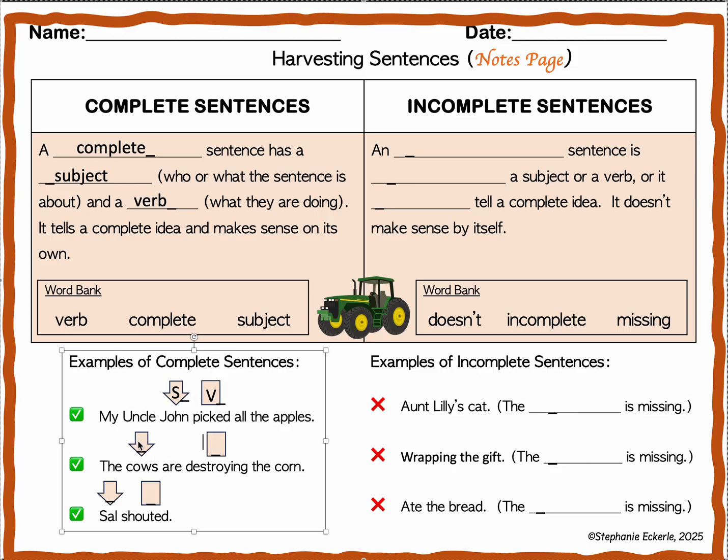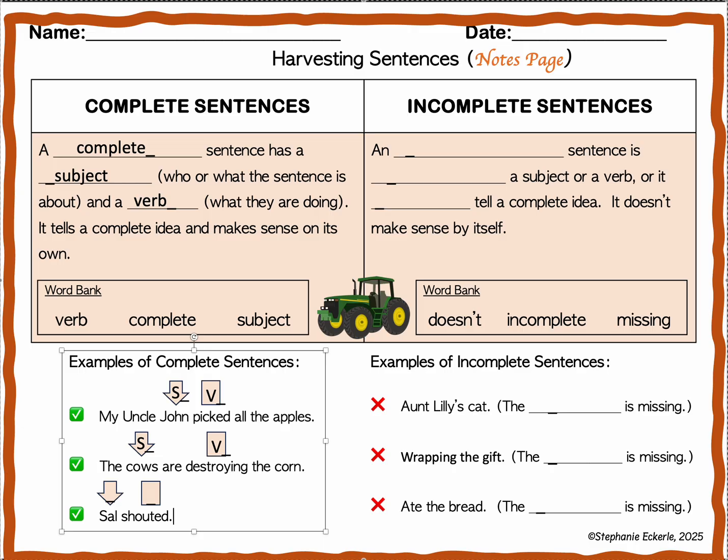Let's look at our second one. The cows are destroying the corn. Who or what is the sentence about? The cows. So we will put an S for subject above cows. What are the cows doing? Destroying the corn. So we'll put a V above destroying, because destroying is the word that tells what the cows are doing.